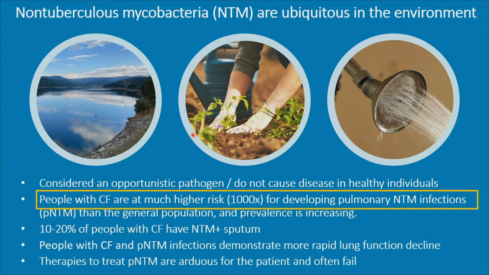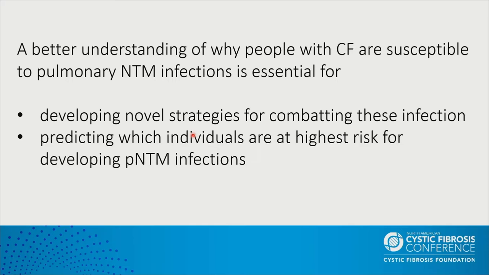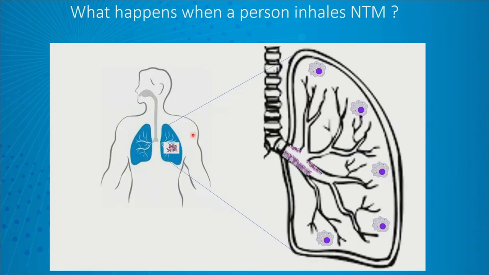And so this is CF. This is also non-CF bronchiectasis. And the truth is, we don't fully understand why this population is at risk for these infections. And so what I would like to propose today is that a better understanding of why people with CF are susceptible to pulmonary NTM infections is essential both for developing novel strategies for combating these infections, but also predicting which individuals are at highest risk for developing them.